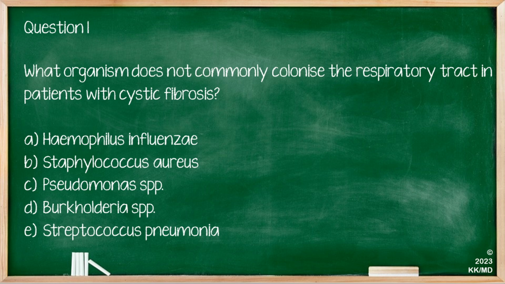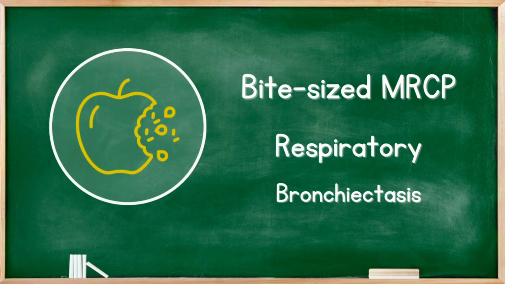So our options are Haemophilus influenzae, Staphylococcus aureus, Pseudomonas, Burkholderia, and Streptococcus pneumoniae. So in this particular case, the correct answer is Streptococcus pneumoniae. All of the other options given are organisms that can be seen in people with cystic fibrosis.